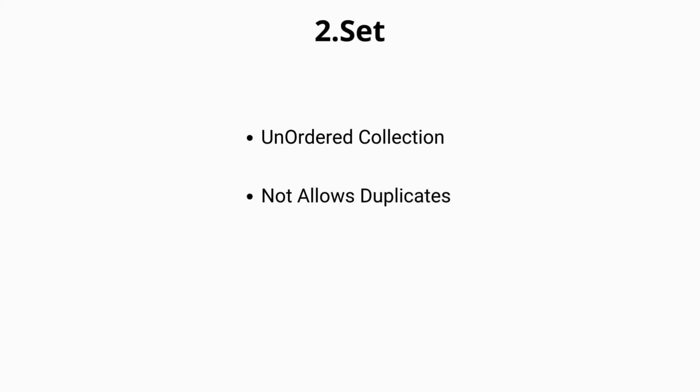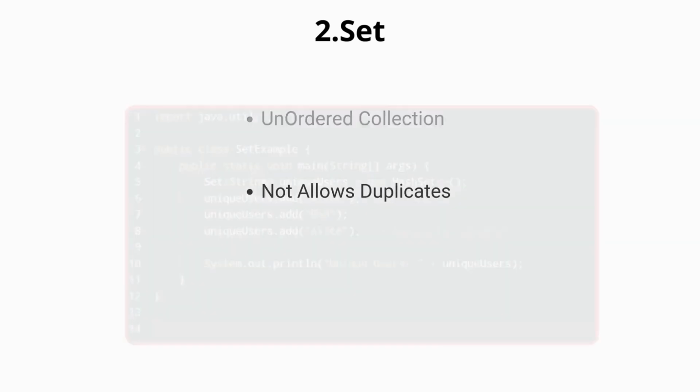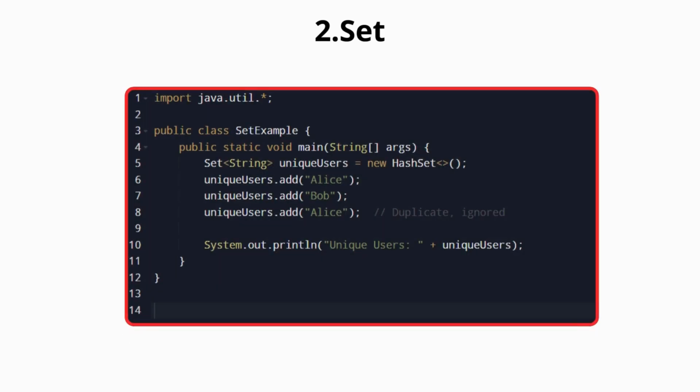Set. Let's see about set, which is an unordered collection and it does not allow duplicates. Okay, so let's see the example program. I'm going to create one class and inside the class I'm having the main method. Inside the main method I'm creating the object for the set, new HashSet, and adding the values to my set. It's a unique one, right? So it does not allow duplicates.